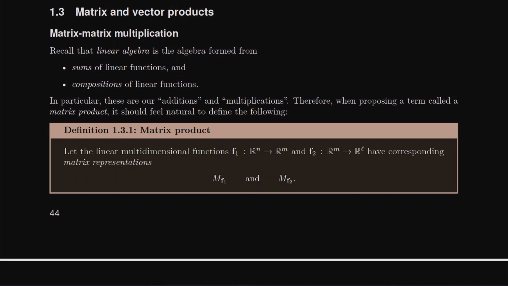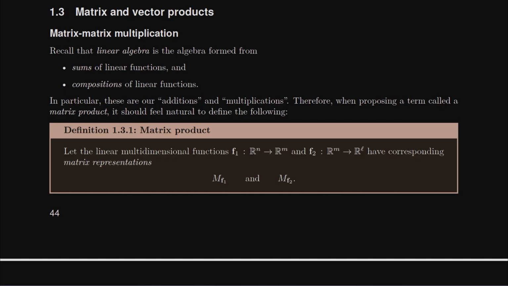Moving on to section 1.3, the title is Matrix and Vector Products. We're going to primarily be talking about matrix-matrix multiplication and eventually matrix-vector multiplication in this video, and we'll reserve vector-vector multiplication for the next video, because there are quite a few of those that will probably deserve their own video.